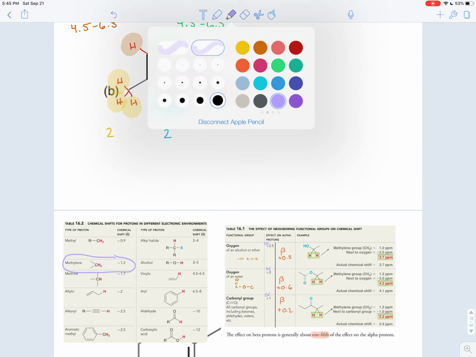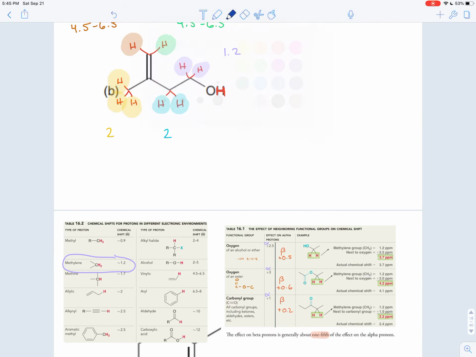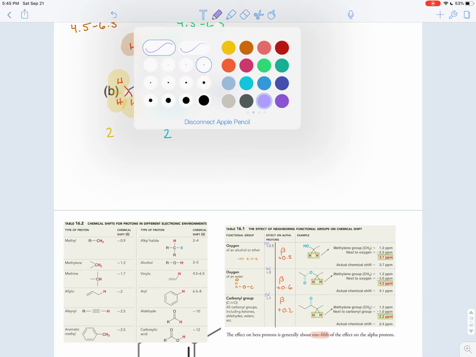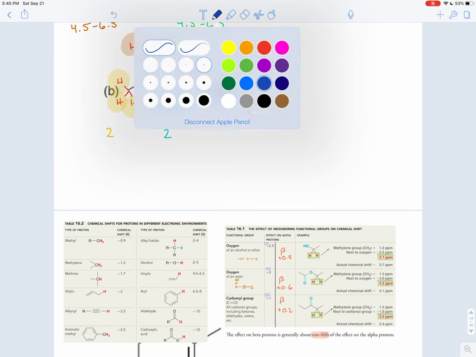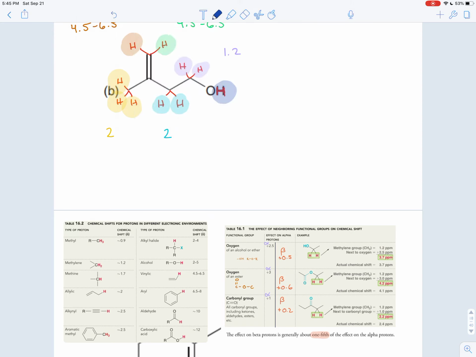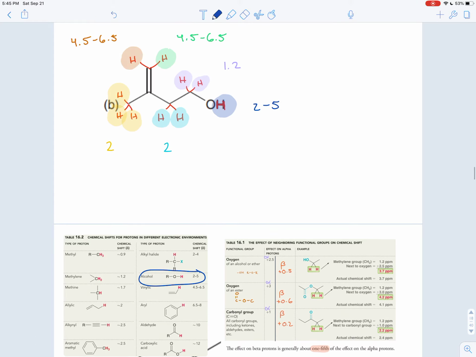Finally, the hydrogen on the oxygen is different. No other hydrogen in the molecule is like that. And so that will be represented by a unique peak as well. A hydrogen on an oxygen, we've seen, appears between 2 and 5. So we'd be looking for a peak somewhere in that range. So in the NMR spectrum for this molecule, you would have 6 different peaks.